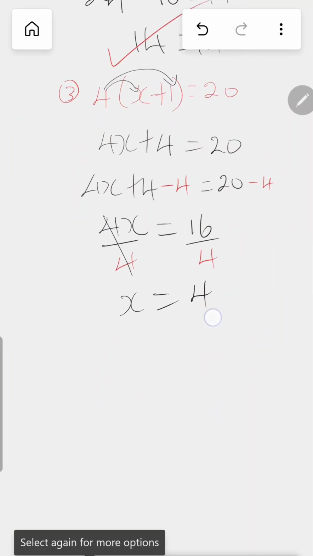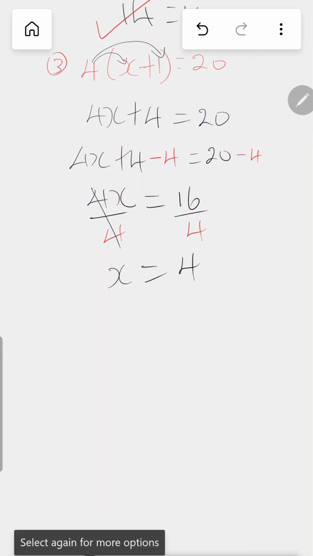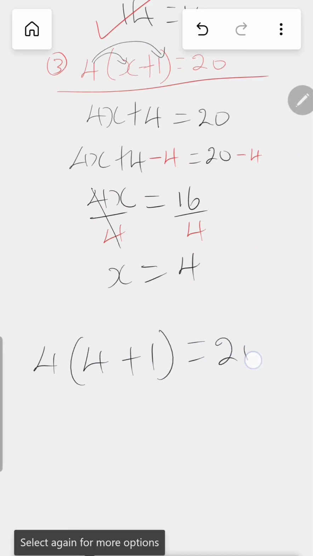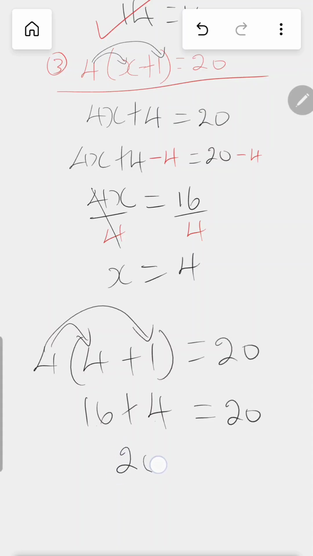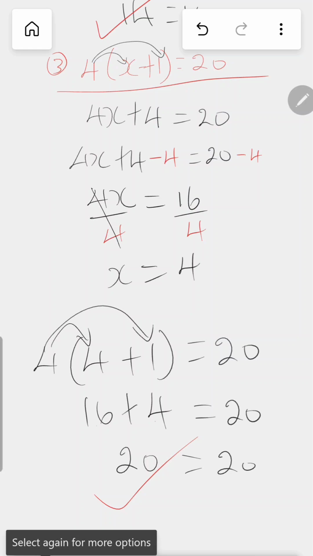So let's go ahead and do that. Using our original equation, which is here, we'll say 4 open bracket, where x is, we're going to put 4. So it's 4 plus 1 close bracket equal 20. 4 times 4 is 16 plus 4 times 1 is 4 equals 20. 16 plus 4 is 20 equal 20. So this makes our answer correct.